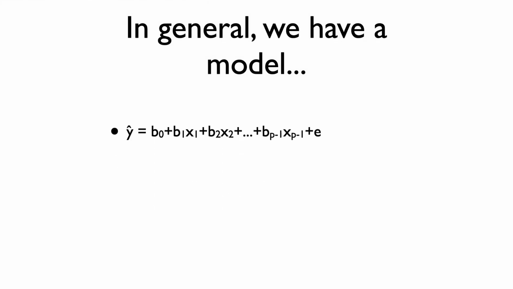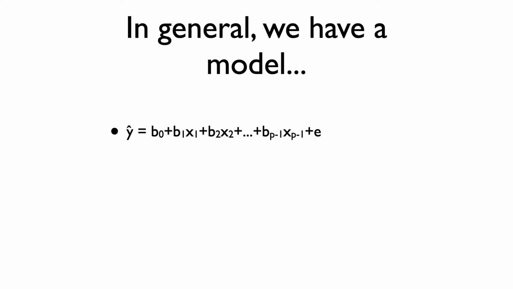So in general, we have a model. Before, our model was just y hat equals a plus bx plus e. Let's make it more general and say that we have y hat equals b sub 0. That's the same. Remember I said the other day that sometimes you'll see it called b sub 0. So it was a before, now it's going to be b sub 0, plus b sub 1 x sub 1 plus b sub 2 x sub 2 plus dot dot dot plus b sub p minus 1 x sub p minus 1 and e.